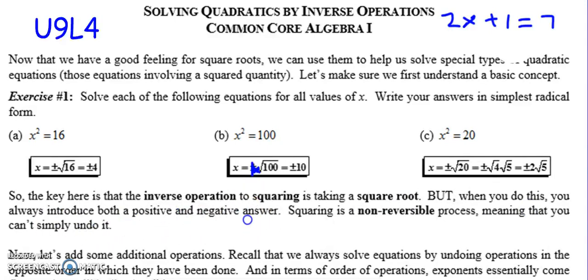That's important, because this is a quadratic equation. And remember, therefore, it's like a parabola and probably has two solutions. The squaring is a non-reversible process, meaning that you can't simply undo it. So it's not an easy thing to undo.